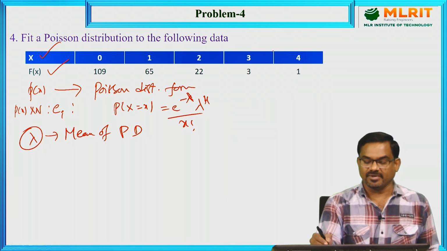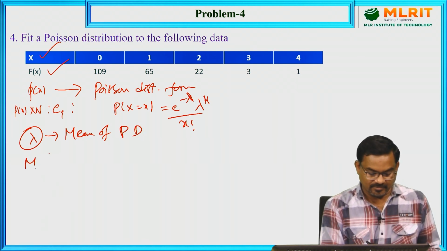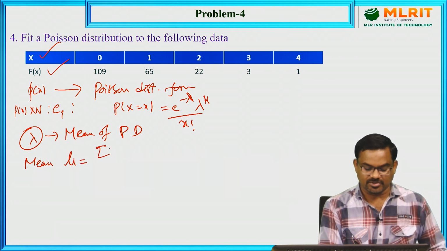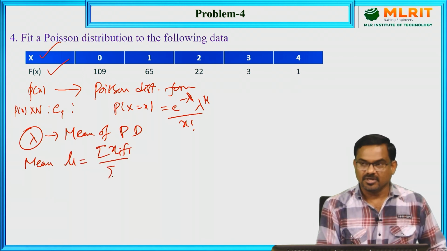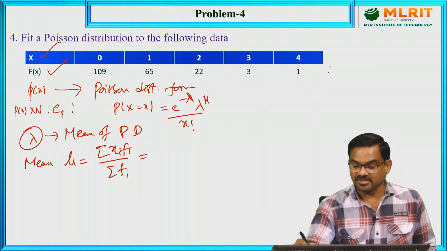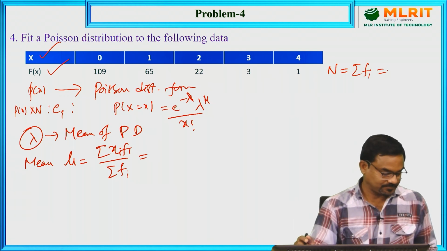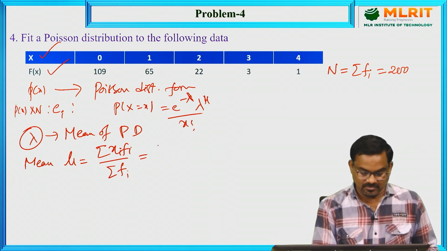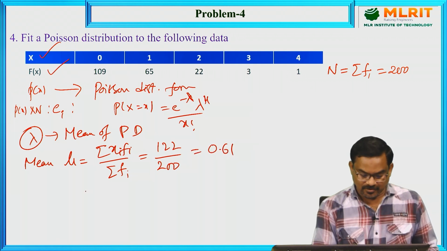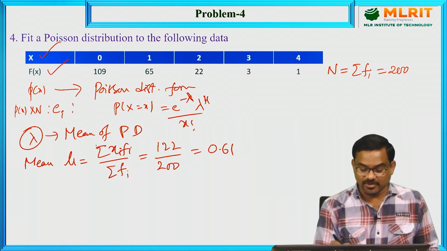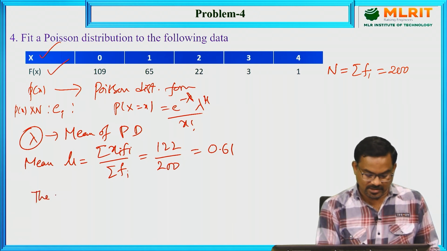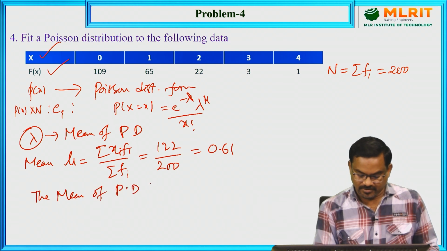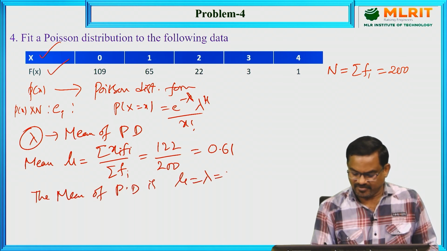So for the given frequency distribution table, the mean is given by sigma xi into fi by sigma fi, where sigma fi is the total frequency. Here by adding all these, sigma fi is 200, and so this value will be 122 by 200, which is equal to 0.61. So the mean of the distribution is 0.61. We know that the mean of Poisson distribution is mu equal to lambda, which is equal to 0.61.